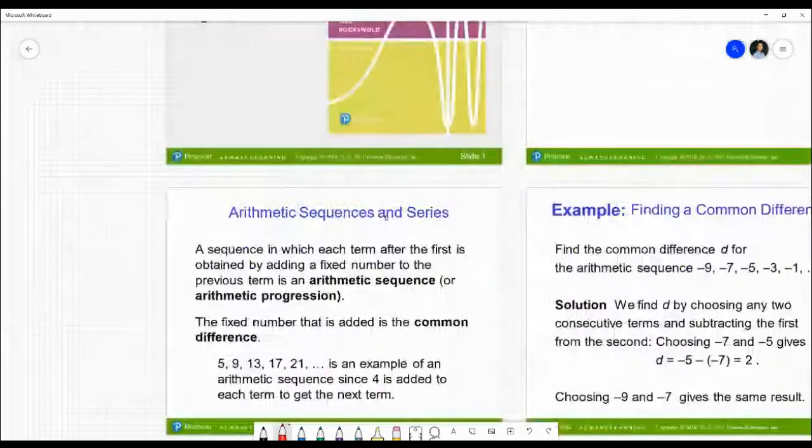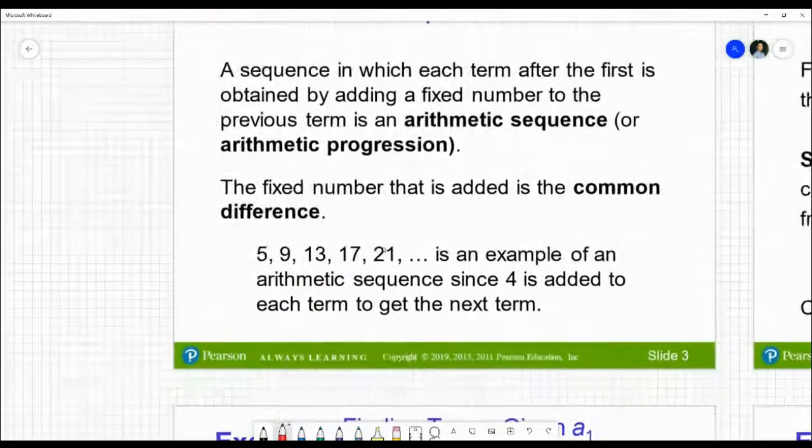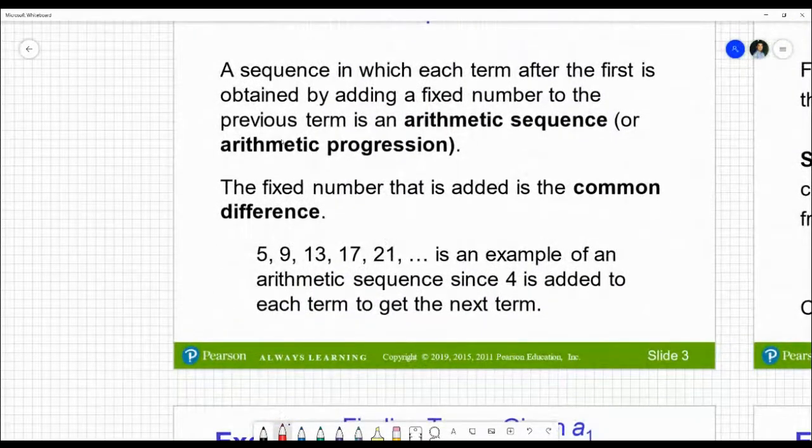So what is an arithmetic sequence? Well, we know a sequence is basically a progression of numbers. But an arithmetic sequence is one where the difference between any 2 consecutive terms is a fixed number called the common difference, and we use the letter D to denote the common difference.